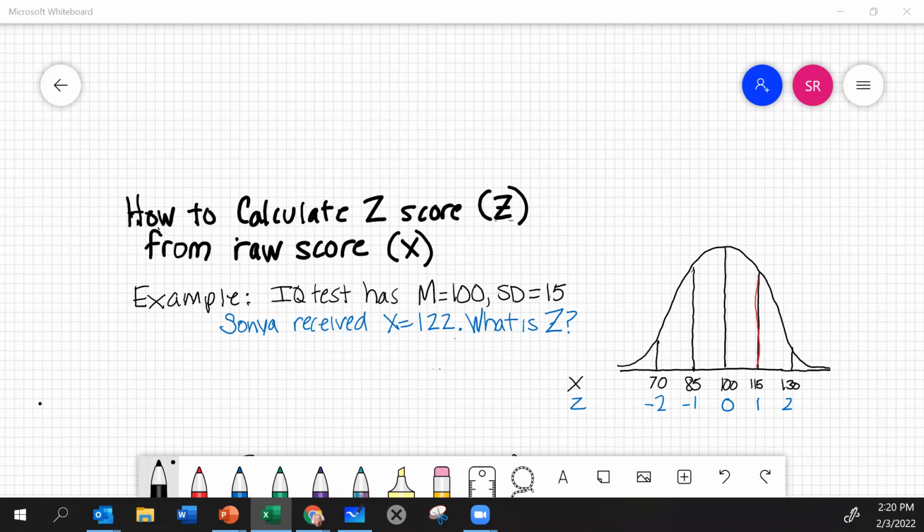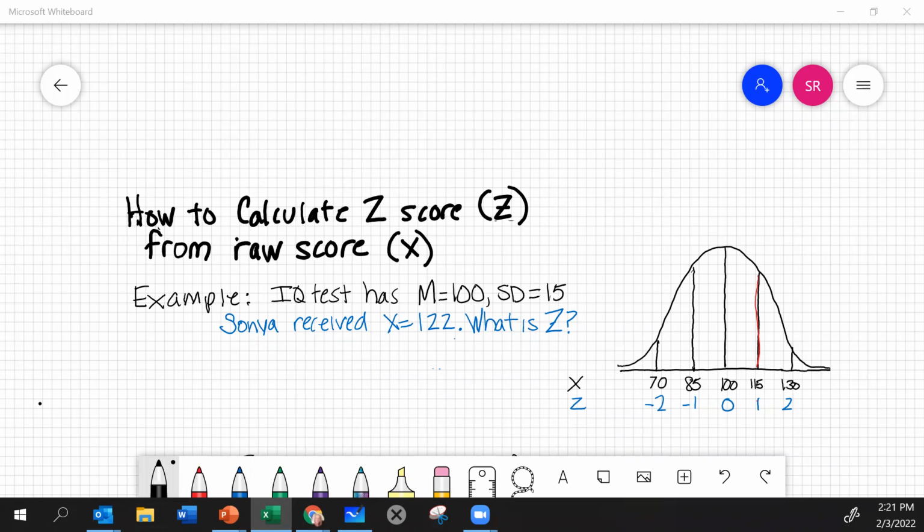Hello, this is a demonstration of how to calculate a z-score from a raw score. So you'll see that I have over here on the right written out the raw scores on the scale and the z-scores that correspond on the scale.